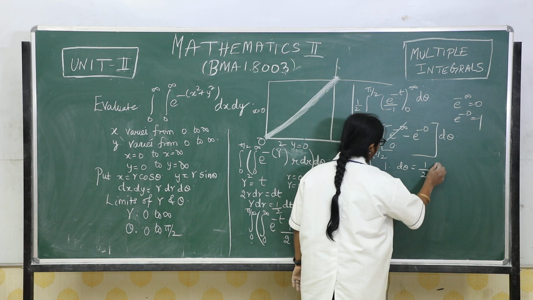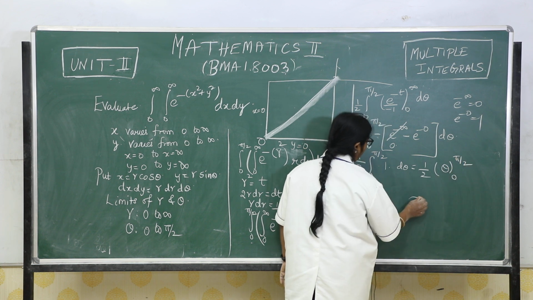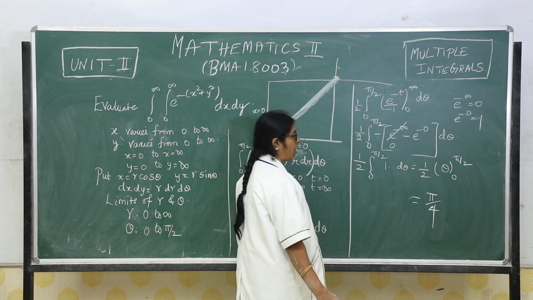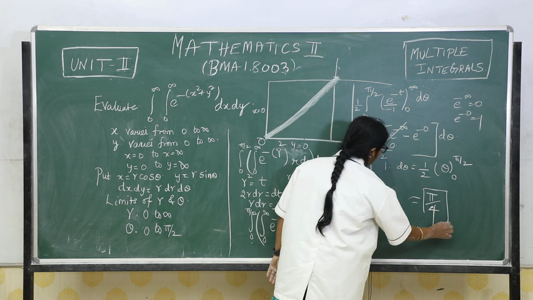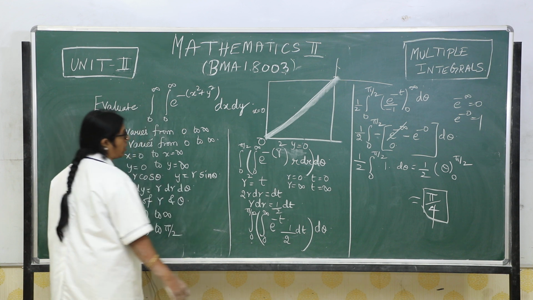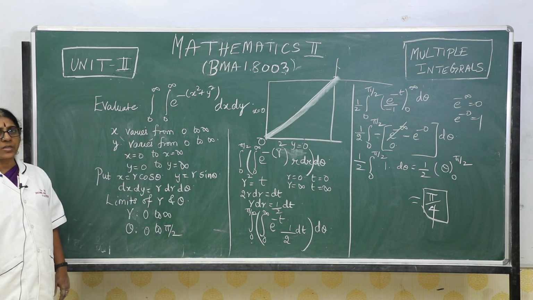Therefore, half of integral d theta, theta between 0 to pi by 2, the final net result is pi by 4. Half of pi by 2, answer is pi by 4. And this is the final result for the double integral 0 to infinity e power minus of x square plus y square into dx dy: the answer is pi by 4.